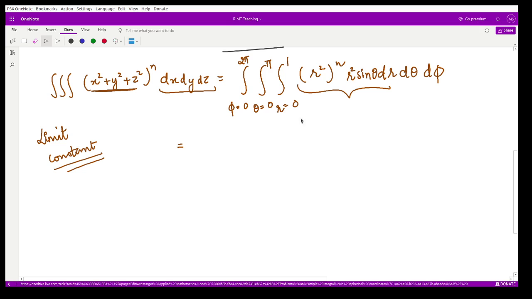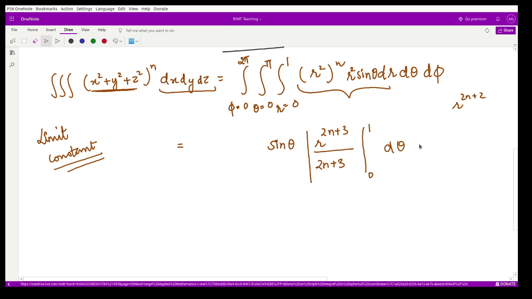Firstly we will solve it with respect to r. That means we will assume θ to be constant, so sin θ would be as such. And here the integration of r to the power 2n + 2 would be r to the power 2n + 3 divided by 2n + 3, and the values of r vary from 0 to 1.